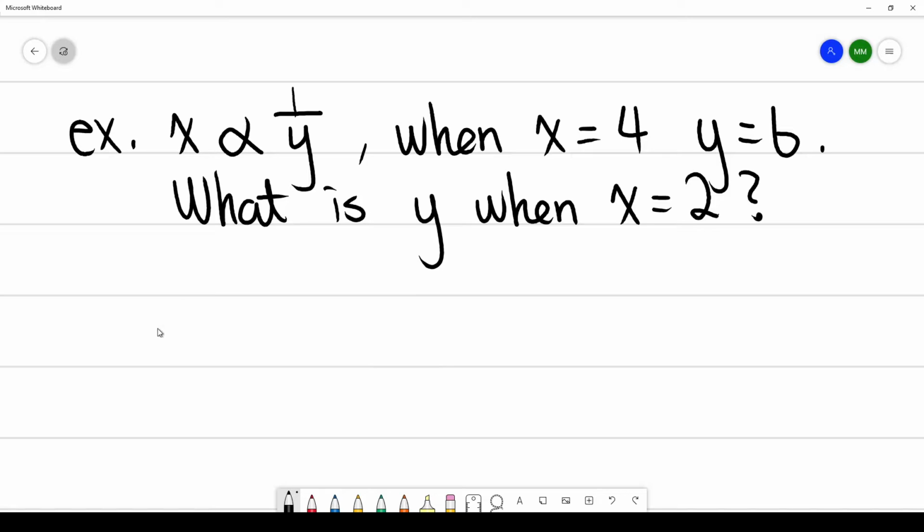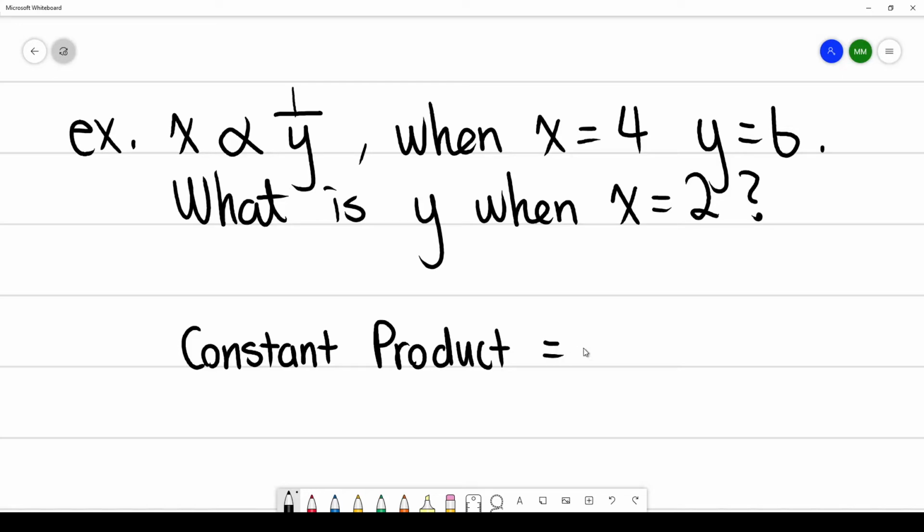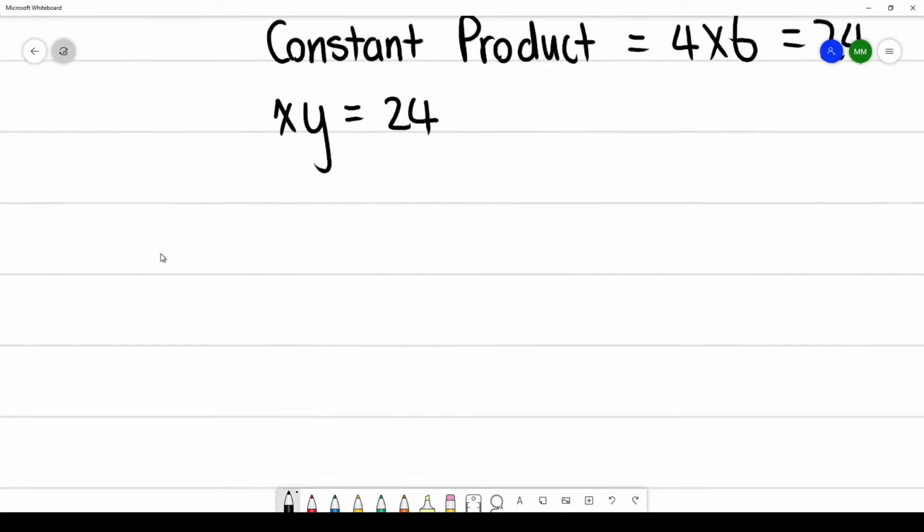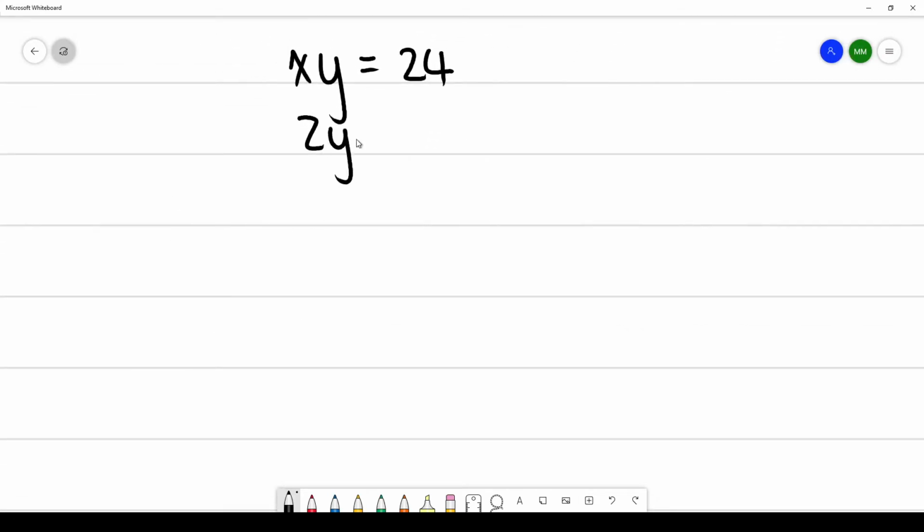So again, first we have to find out the constant product. It is 4 times 6, 24, and then xy is equal to 24. So then when x is 2, 2y is equal to 24. So y is just 12. Okay.